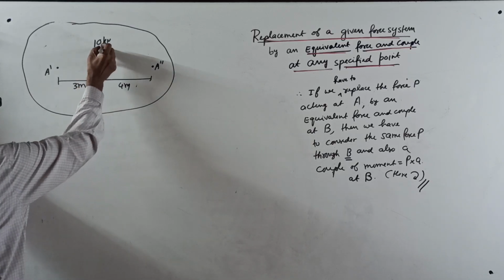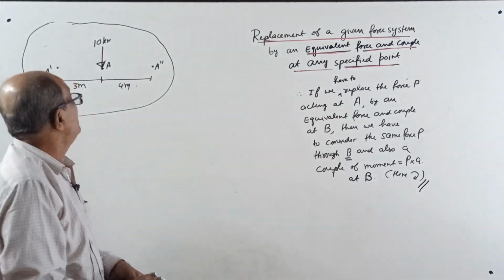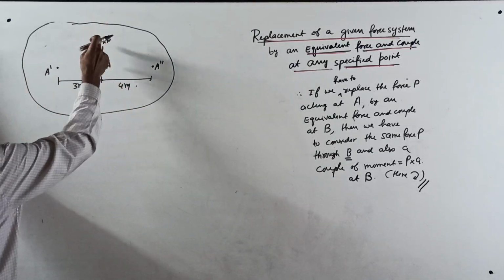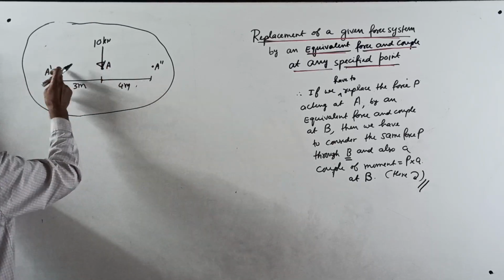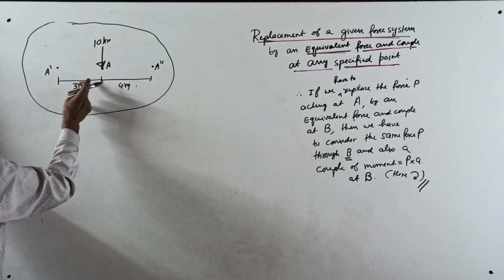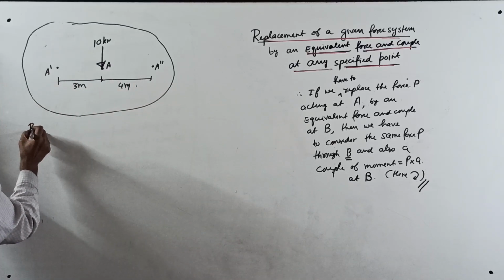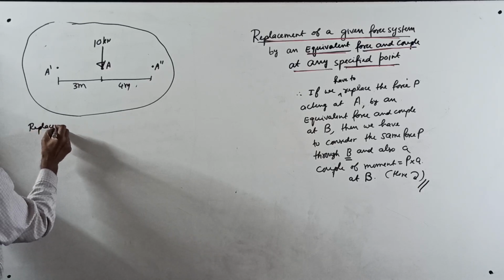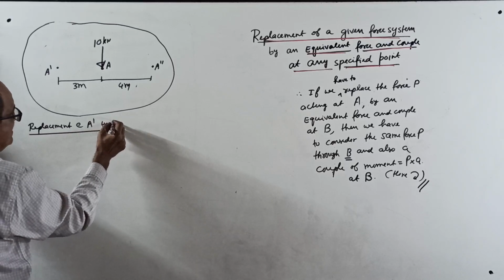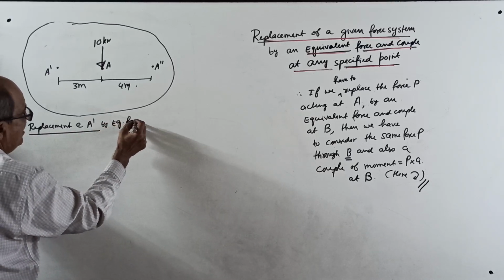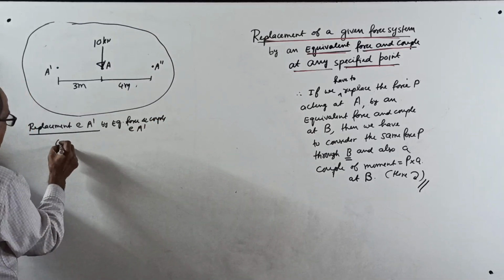Why do I put kN? Because in structural engineering, kilonewton always comes. You should write: 10 kN force is acting at A originally. Now somebody wants to shift it to A dash or A double dash, one point here, one point here. Then the replacement at A dash by equivalent force and couple at A dash.